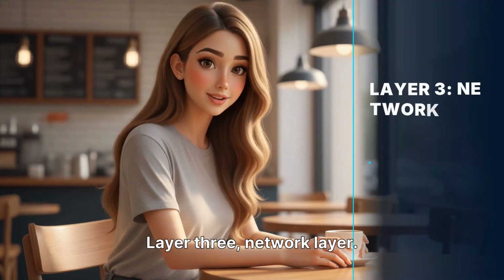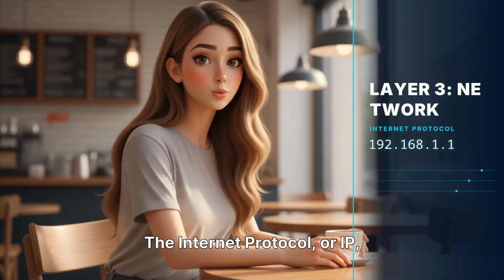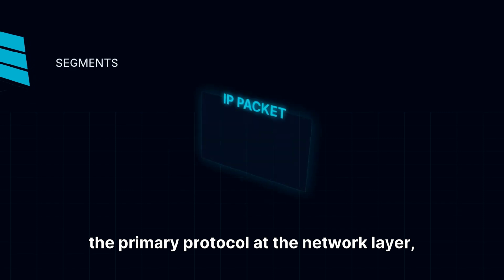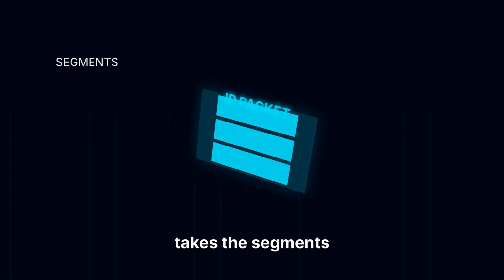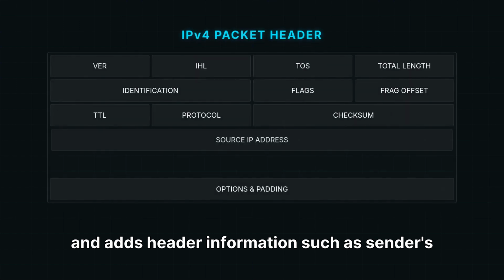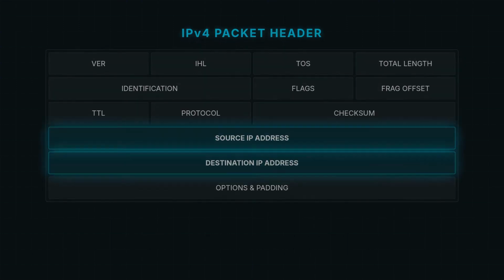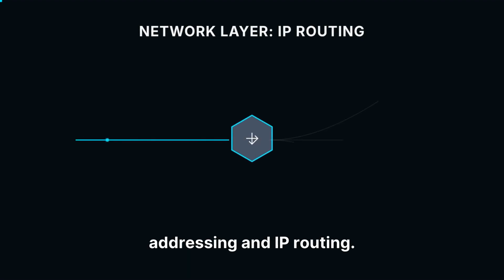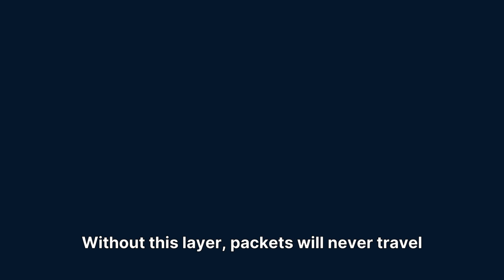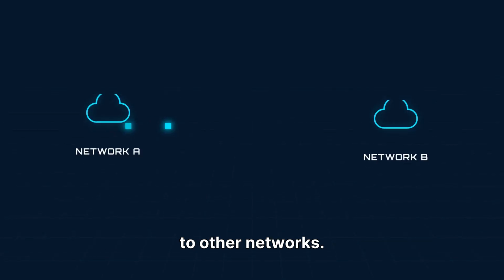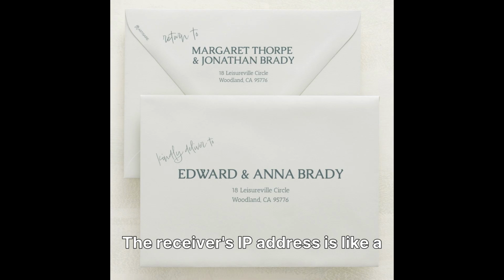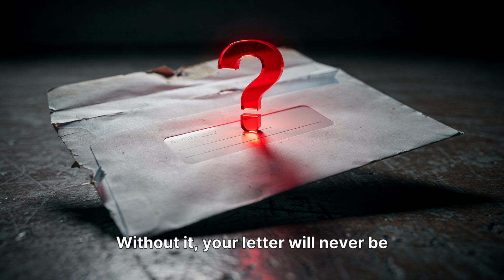Layer 3, network layer. The Internet Protocol, or IP, the primary protocol at the network layer, takes the segments and adds header information such as sender's IP address and receiver's IP address. Thus, packets are created. The network layer is all about IP addressing and IP routing. Without this layer, packets will never travel to other networks. The receiver's IP address is like a mailing address on an envelope. Without it, your letter will never be delivered.